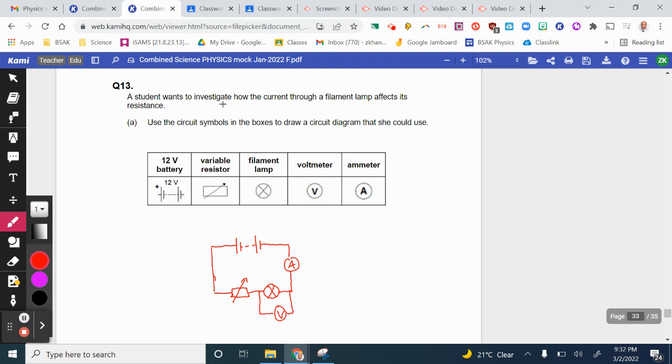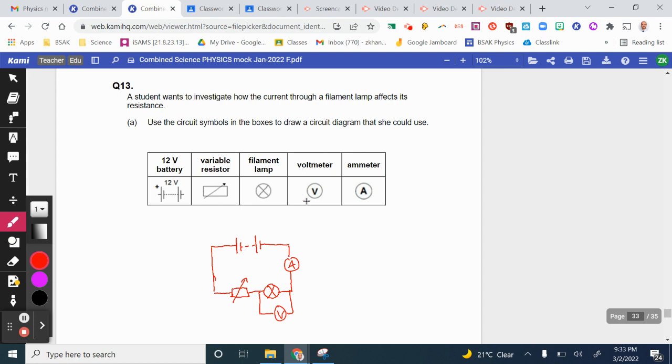Question 13. A student wants to investigate how the current through a filament lamp affects its resistance. So this is a core practical, and we've been told that the components which are used are a battery, a variable resistor, a filament lamp, a voltmeter, and an ammeter. We know that ammeters are always connected in series and voltmeters are always connected in parallel.